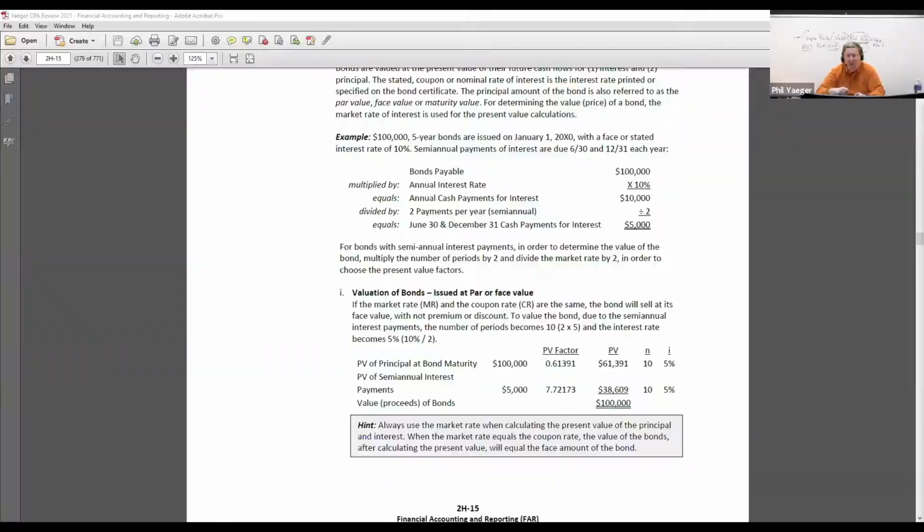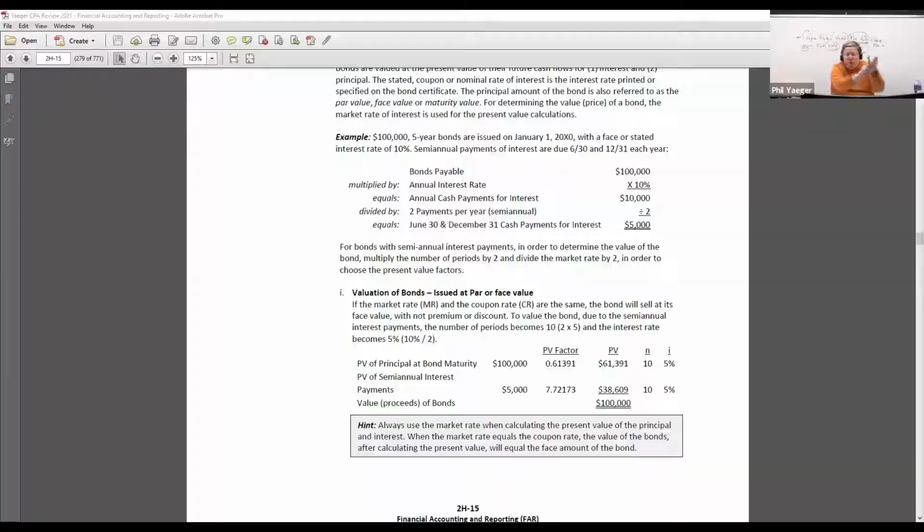Now, for how many periods are we going to take the present value of the interest payments? 10. And what's the yield rate going to be annually? 10%. The yield rate and the coupon rate are the same, 10%, because we're issuing the bonds at face value. We're paying the same rate that everyone else in the market is paying, so we're just going to sell it at the face amount of the bonds. Do you see that?